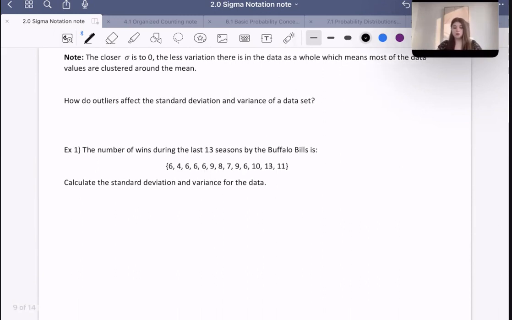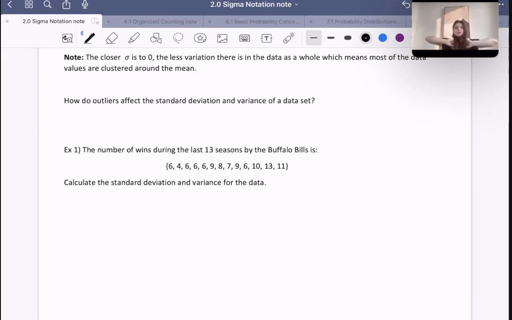And then let's talk a little bit more about this. It says the closer that the standard deviation is to zero, the less variation there is in the data as a whole, which means most of the data are clustered around the mean. So if our standard deviation is close to zero, it means more of our data points are really, really close to the mean. They're all kind of shoved in there. Whereas if we have a large standard deviation, then that means that the data points branch out quite a bit from the mean.